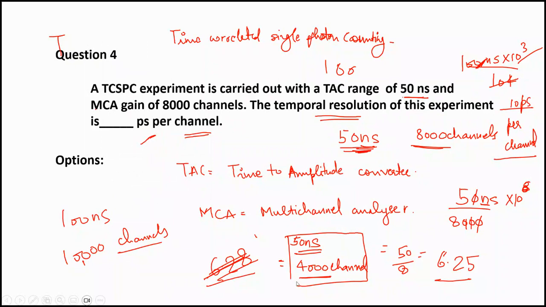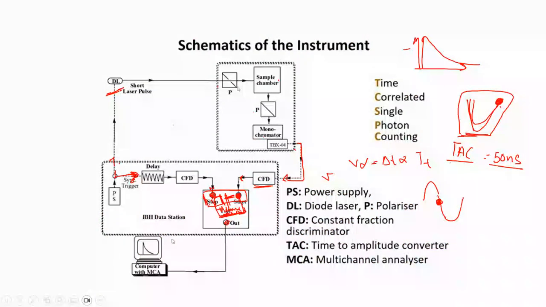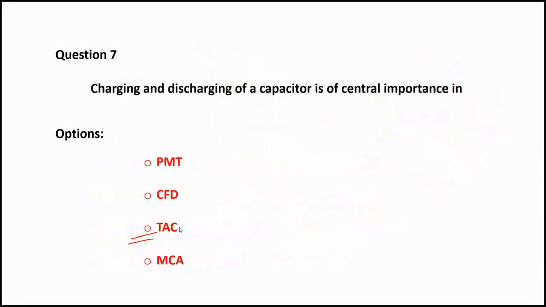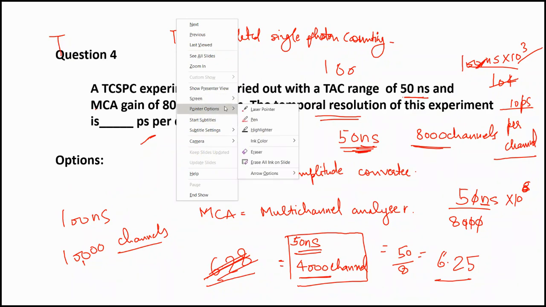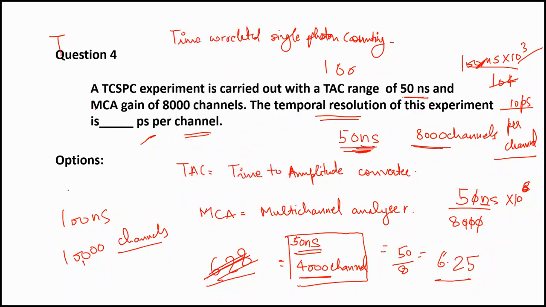Twelve point five picosecond per channel. Okay, and suppose I ask you to convert it to nanoseconds, then what will it be? I suppose you have solved it like 50 nanoseconds per 4,000, as I told you. So it will come to 1 upon 80, right?